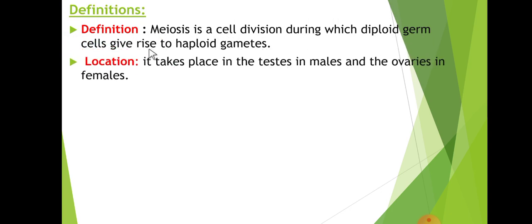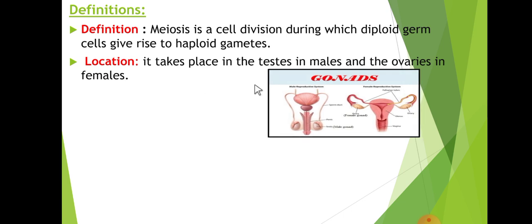Where does it take place? It takes place in the testes in the males and the ovaries in the females. So here are the male and the female gonads. Here we have the testes, and here we have the ovaries. In these organs only meiosis takes place.